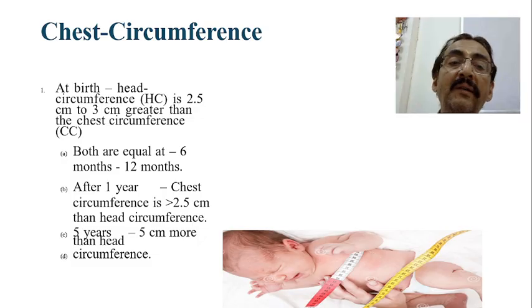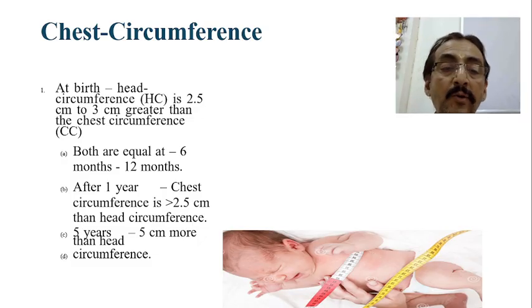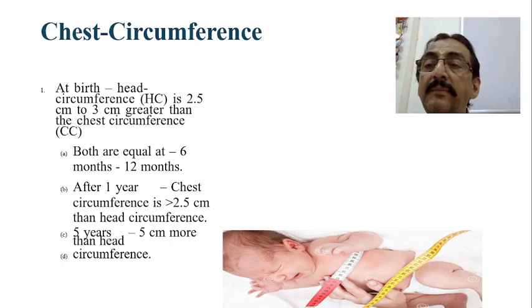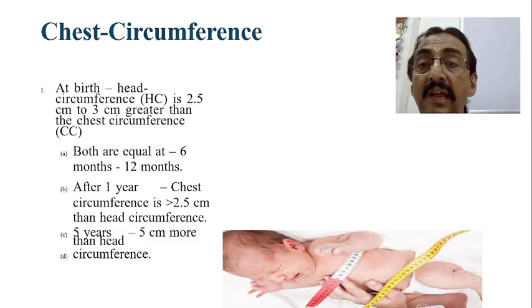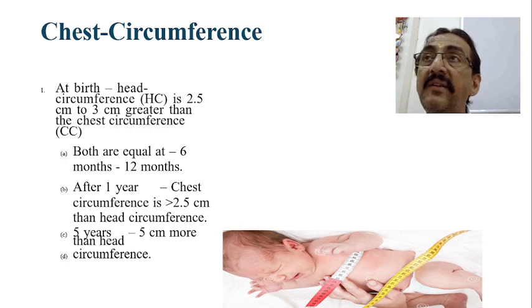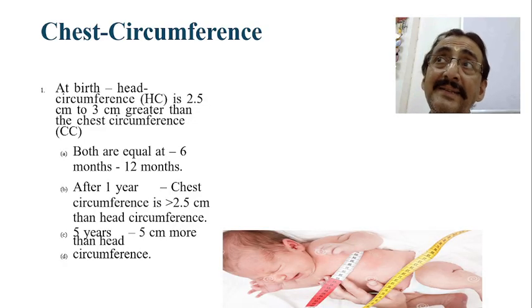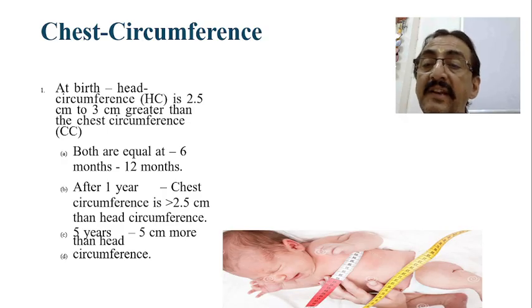So this is how we take the chest circumference in the infant or newborn. At birth, head circumference is 2.5 cm to 3 cm greater than the chest circumference. Both are equal by the end of 12 months. It will start from 6 to 12 months to become equal. After 1 year, chest circumference is more than head circumference by 2.5 cm, and after 5 years, chest circumference is almost 5 cm more than the head circumference.